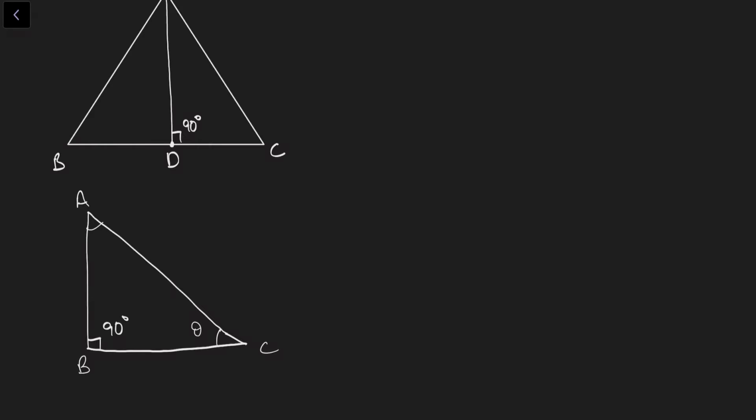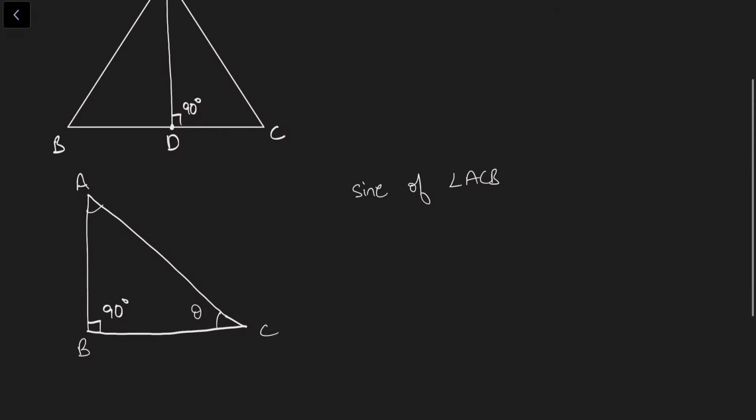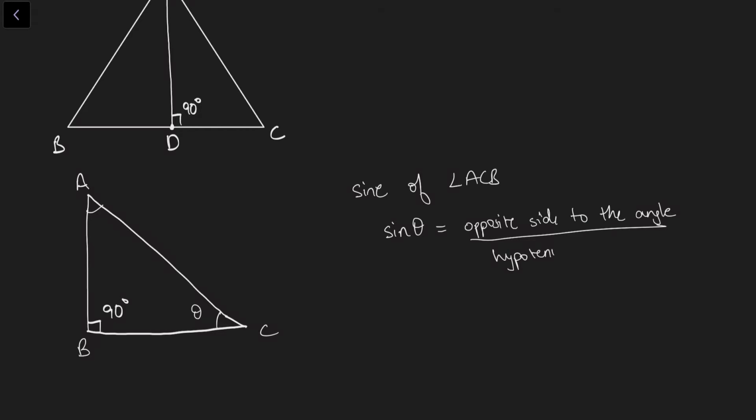So the first function which you've got is the sine of an angle. So the sine of, let's take theta, that is angle ACB. Now in short we write it as SIN. So sine of theta is equal to the opposite side to the angle divided by the hypotenuse. Now I'm sure you'll know that the hypotenuse in this triangle is AC. So this is the hypotenuse.